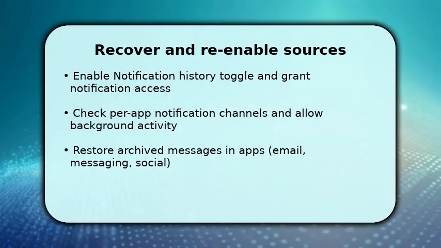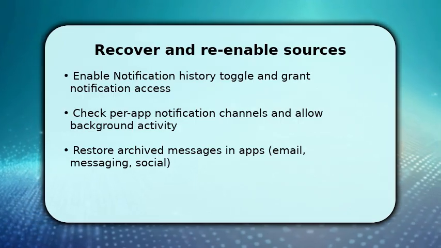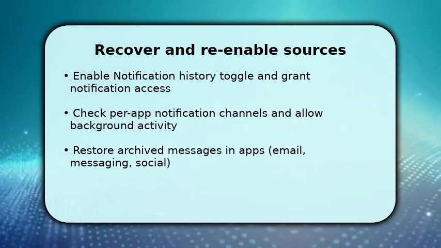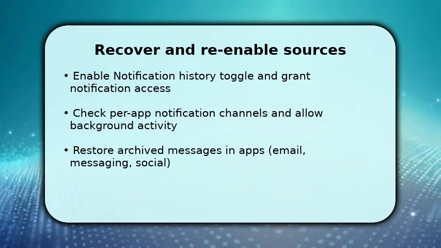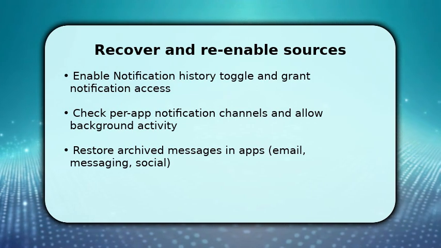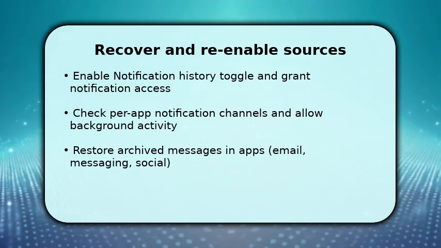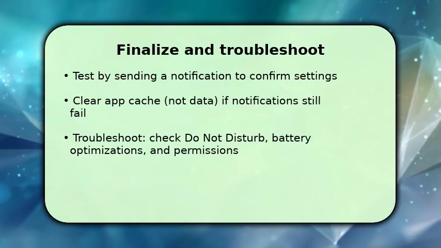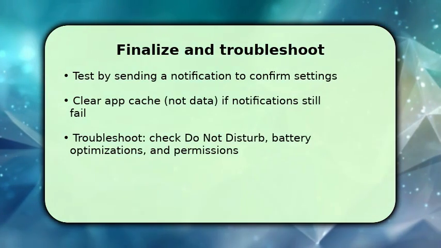For apps with archives, email, messaging, social, open each app and restore archived or hidden messages. This often re-triggers system notifications that were cleared. Finish by sending yourself a test notification to confirm everything works. Adjust channels or priority as needed.